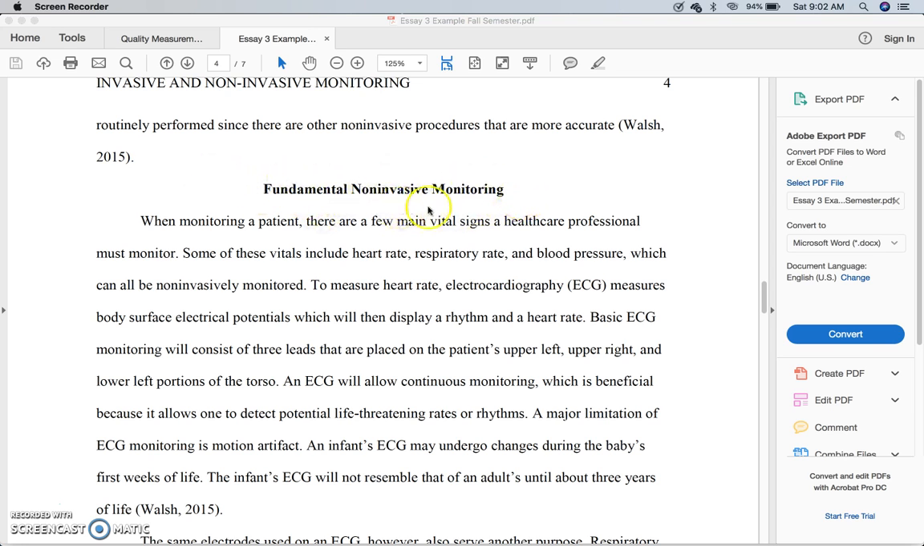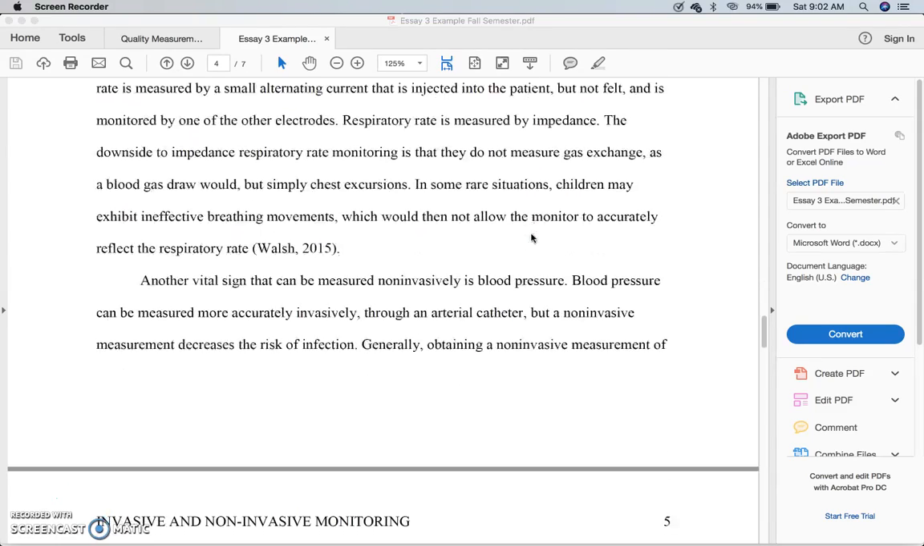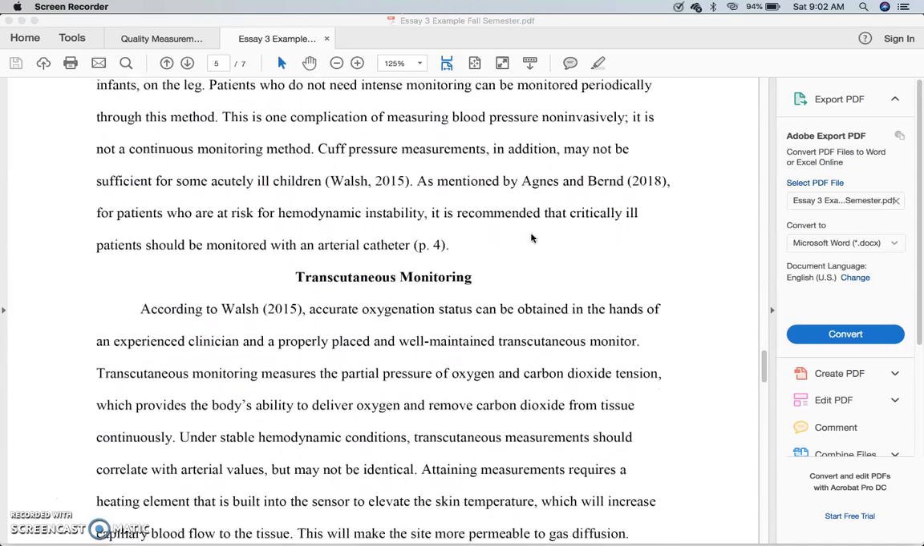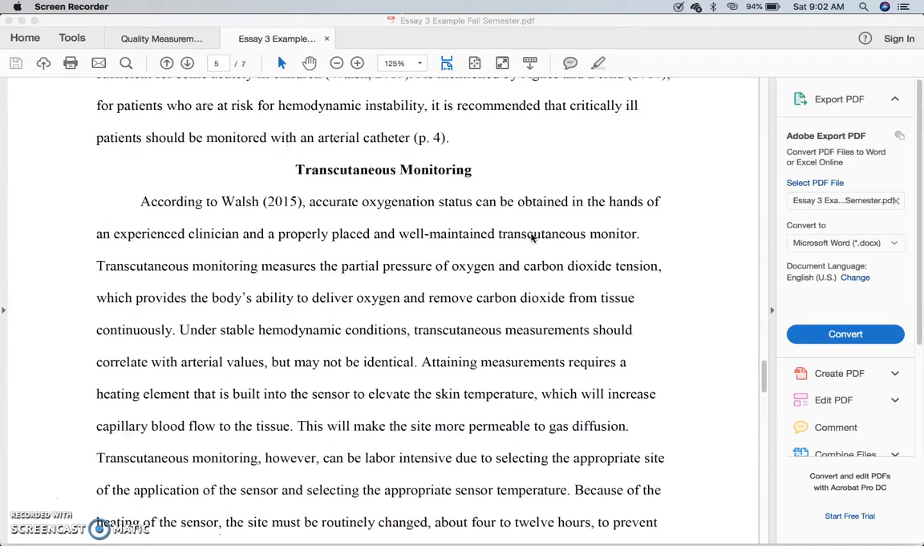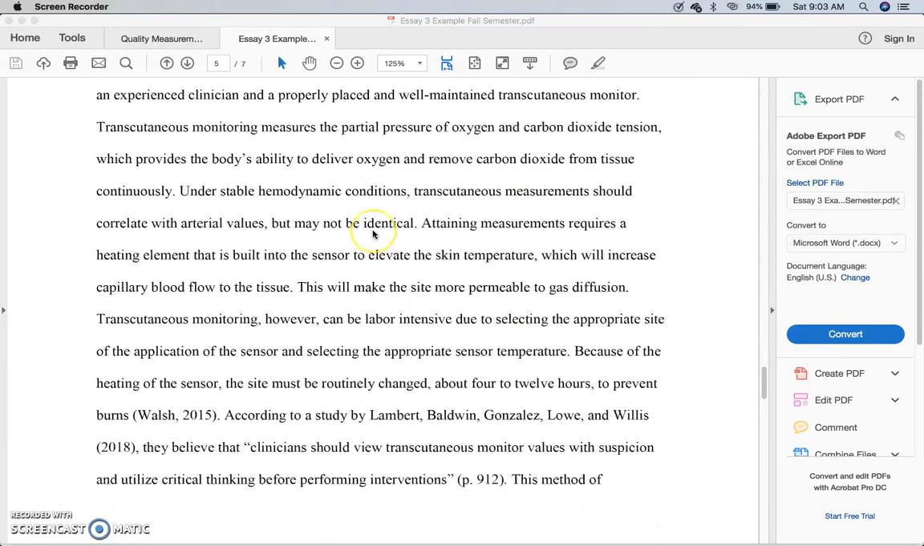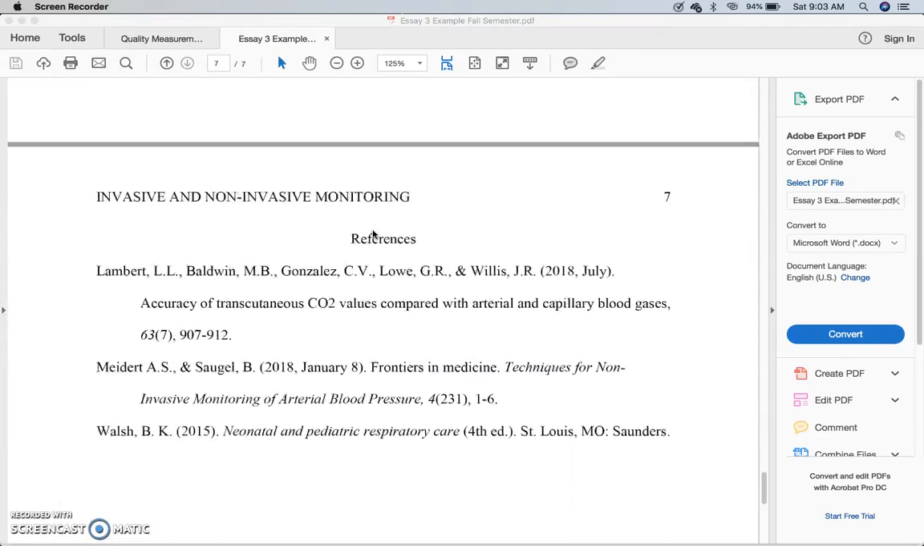So fundamental non-invasive monitoring. You can name this whatever you want. It just says non-invasive monitoring, but I like that the student put fundamental non-invasive monitoring. They chose to do this. Again, it's bolded, it's centered, major words are capitalized, and they go on to explain their topic in multiple paragraphs. Then another topic of their paper was transcutaneous monitoring, okay? And they go on to discuss that. So again, you use a level 1 heading here, with major words capitalized and bolded. Then they go on to talk about that.